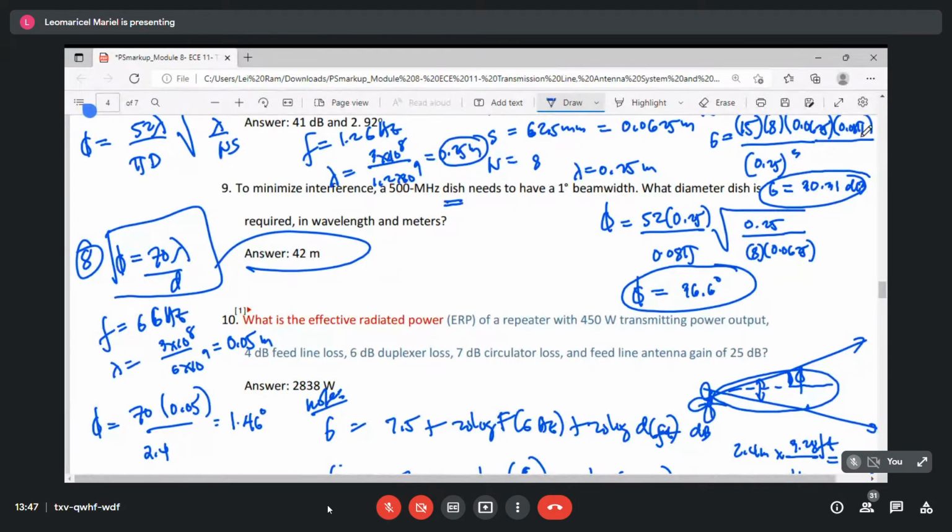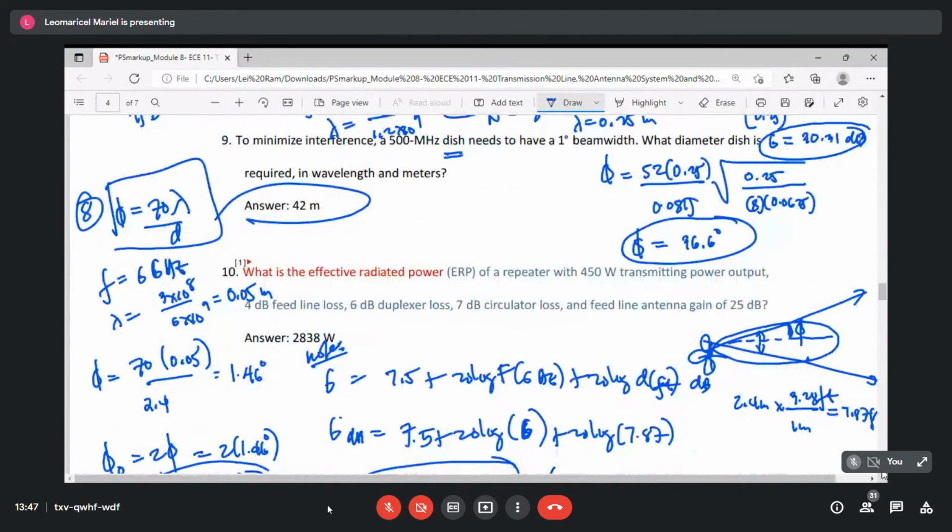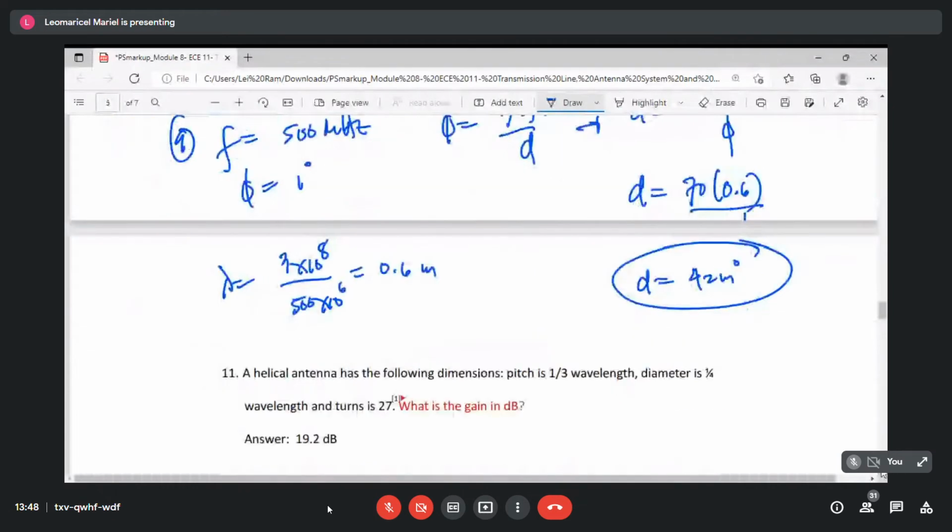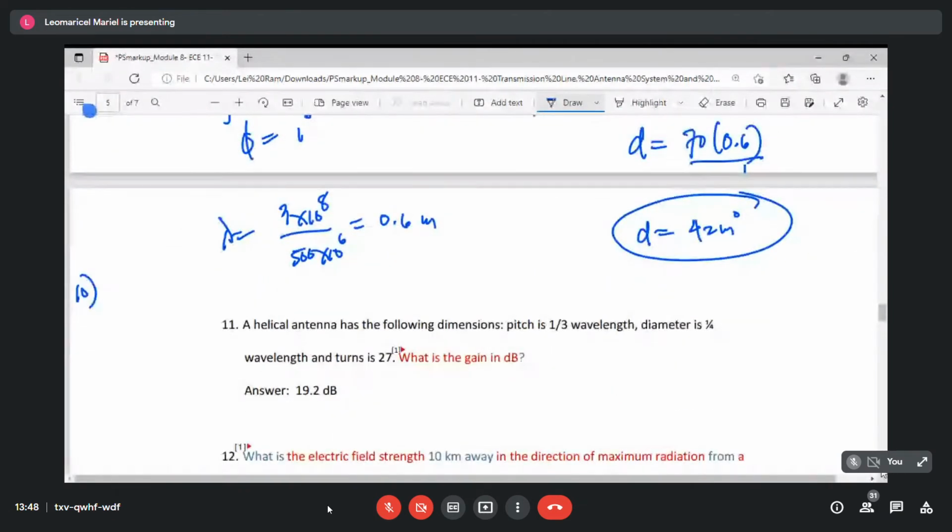Okay, number 10. What is the effective radiated power, or the ERP, of a repeater with 450 watts transmitting power output, with 4 dB feed line loss, 6 dB duplexer loss, 7 dB circulator loss, and an antenna gain of 25 dB? So in number 10, what is the ERP?